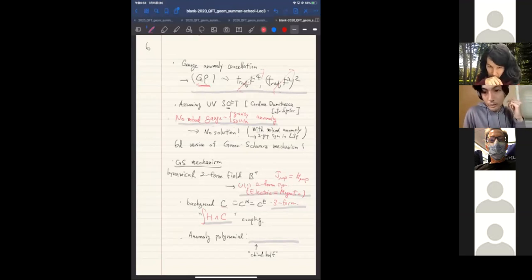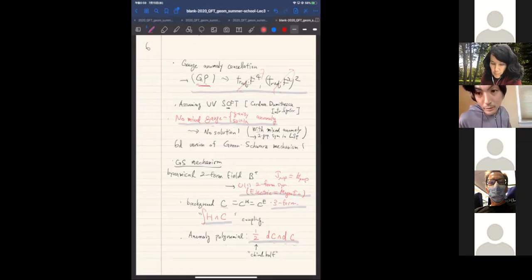Just by analogy to the Maxwell theory we've been talking about, we expect that there is an anomaly, so the anomaly polynomial is dC with dC. And actually, the contribution has to be divided by 2. This is hand wavy, but because this is chiral, we pick half of this, so it's half. After this hand wavy thing, we expect that we have an anomaly in this U(1) two-form symmetry.